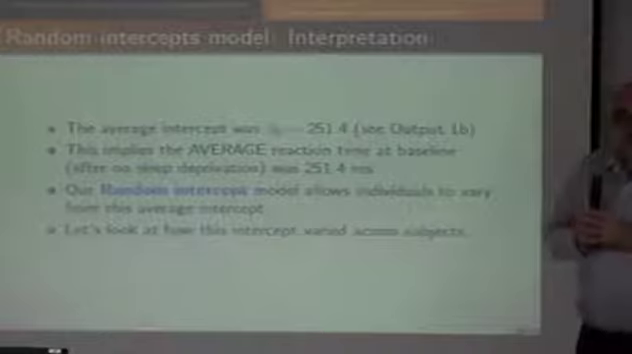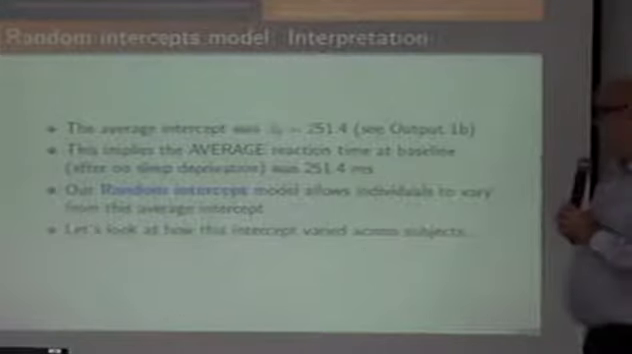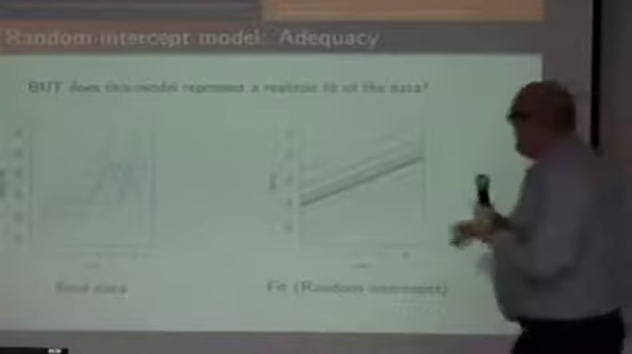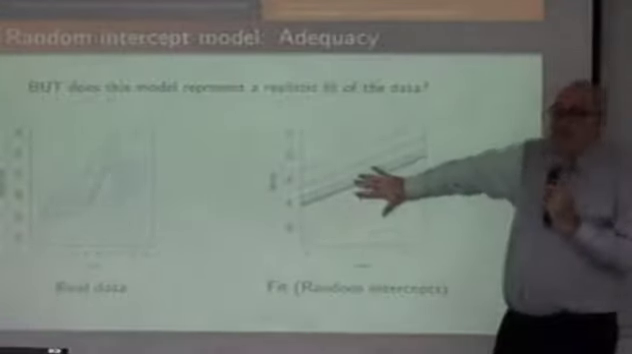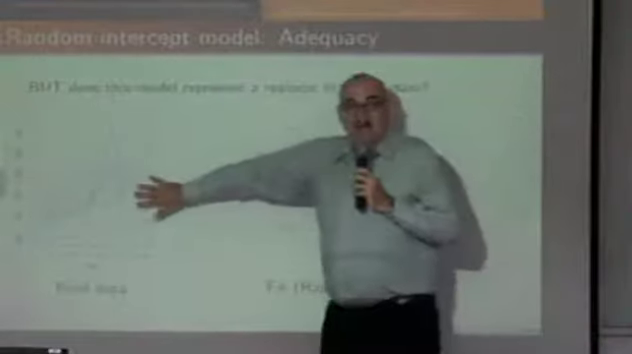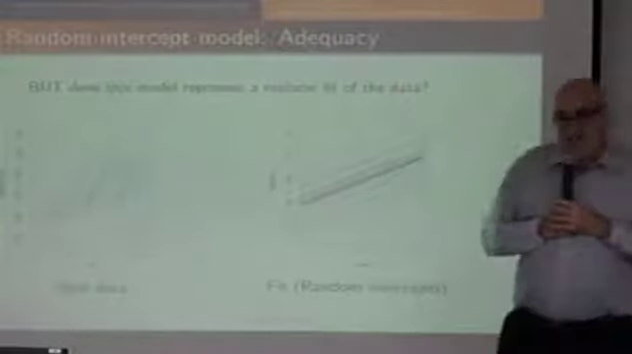So our random intercept model is going to allow individuals to vary from this average intercept. So let's have a look at it. Here's our random intercept model. Here's our fit, in other words. There's our data. That's reality. What do you think? Realistic?